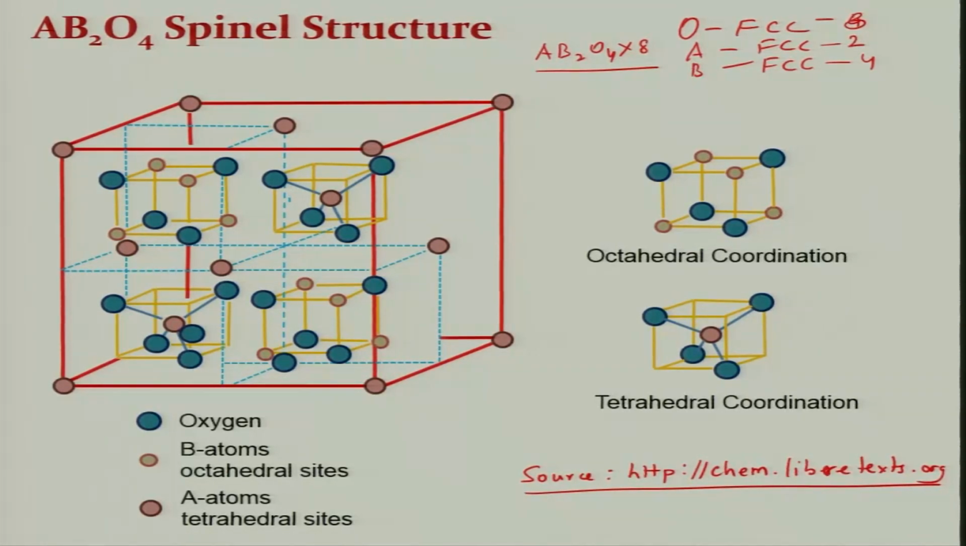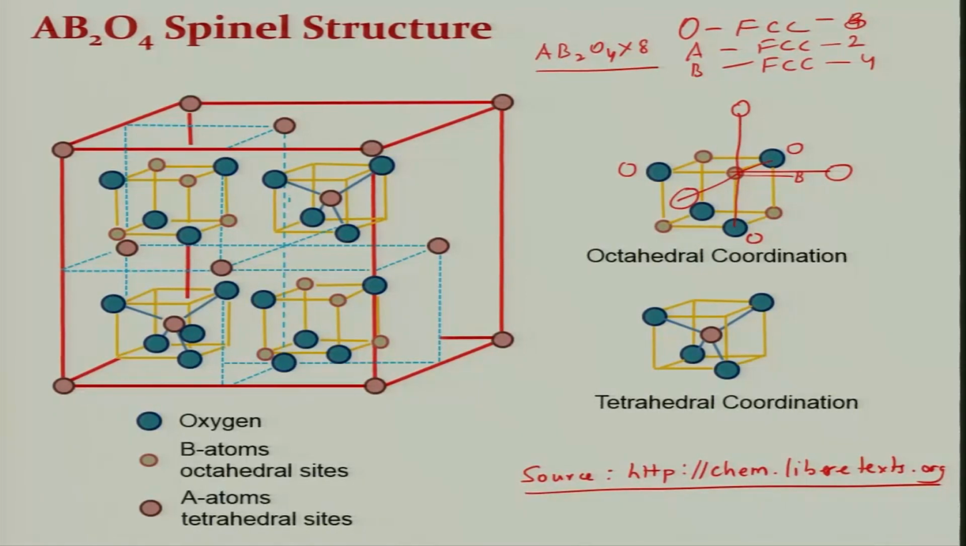So here you can see that these are A atoms, these are tetrahedrally coordinated. The B atoms are sitting here. So you can see this is a B atom. I have taken it out here. So this is B. You have one A here, you have another A here. This is oxygen, this is oxygen, this is oxygen. You will have one oxygen here, another oxygen here, and another oxygen here.